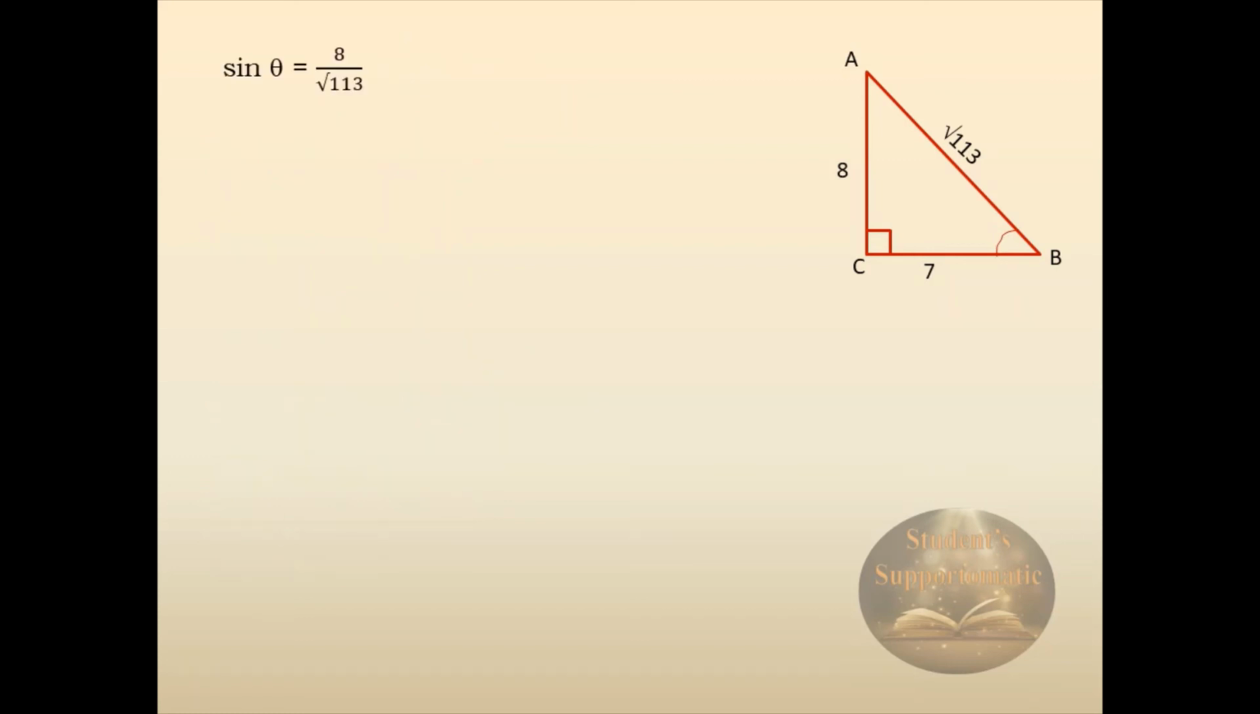By using this value, first we will write sin theta, which is equal to opposite by hypotenuse. The opposite value is 8 and the hypotenuse is square root of 113. And cos theta is equal to adjacent by hypotenuse, that is 7 by root 113. So the first problem, 1 plus sin theta, 1 minus sin theta, by 1 plus cos theta, 1 minus cos theta. Both numerator and denominator are in the form of a plus b into a minus b.